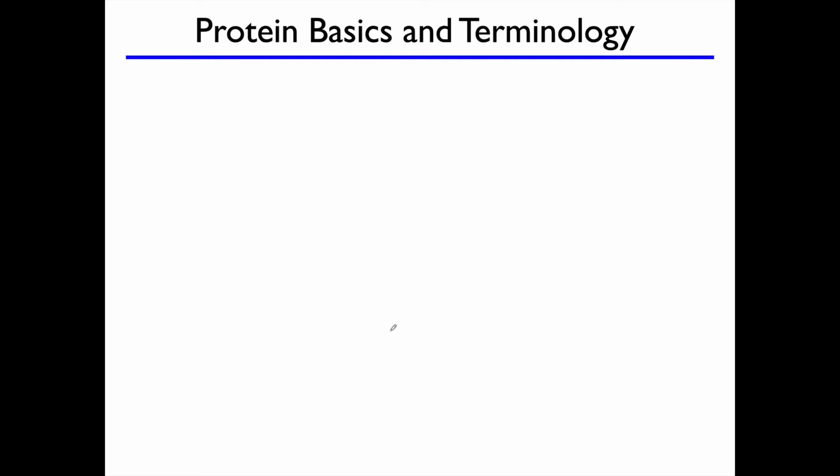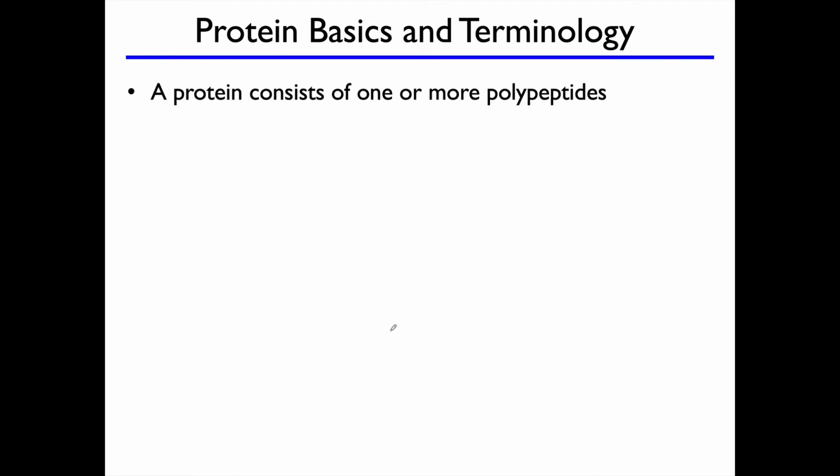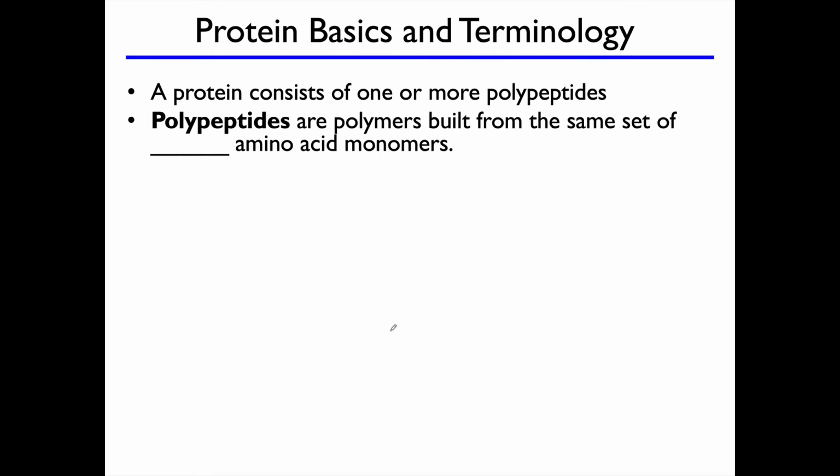All right, let's go through some protein basics and terminology now that we've seen a superficial picture of them. They consist of one or more polypeptides, and polypeptides are going to be polymers, like we've mentioned in our last lecture, built from the same set of 20 amino acid monomers. So remember, a monomer is that building block, that unit, and there's 20 of them that make up every protein, okay?